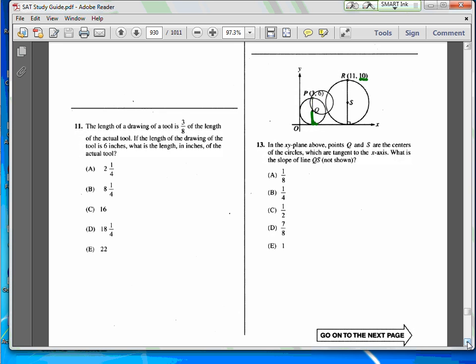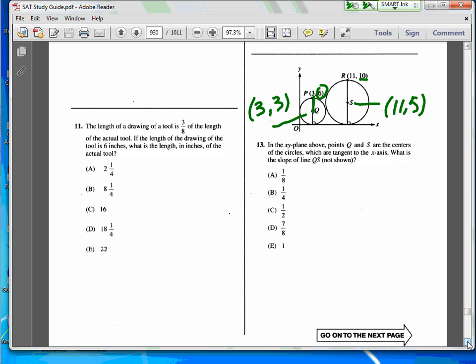So what can we do with this information? Well, we know that if this is the center of the circle, then this is the radius of the circle, and that can tell us exactly the coordinates of Q, because the y value is going to be half the y value of the endpoint of the diameter. And we could figure out the same exact piece of information for point S.